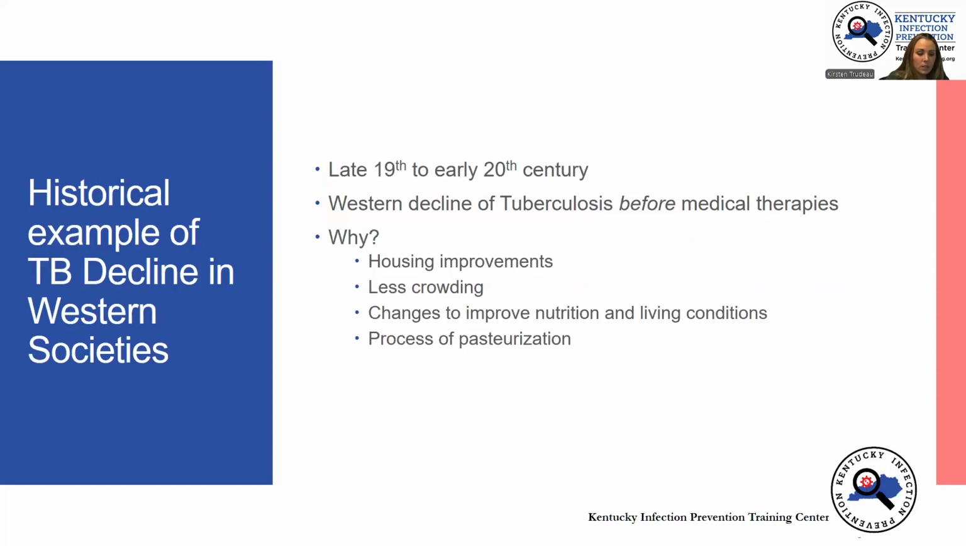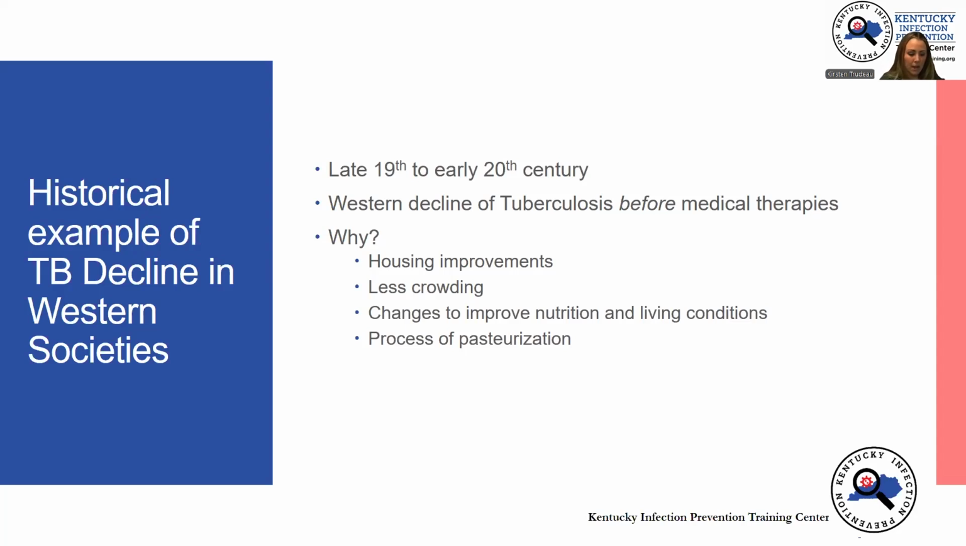All right. So let's look at some historical examples of the impacts of social determinants of health and infectious diseases. And we'll start with the decline of TB in Western societies, comparing Europe and North America in the late 19th to early 20th century. So there was a Western decline of tuberculosis before medical therapies. Why is that? So housing improvements, and there was less crowding. There were changes to improve nutrition and living conditions. And then the process of pasteurization also improved infection risks as well. So these are all very interesting things to think about in terms of social determinants of health, especially in a situation before there was a medical therapy for such a deadly disease.